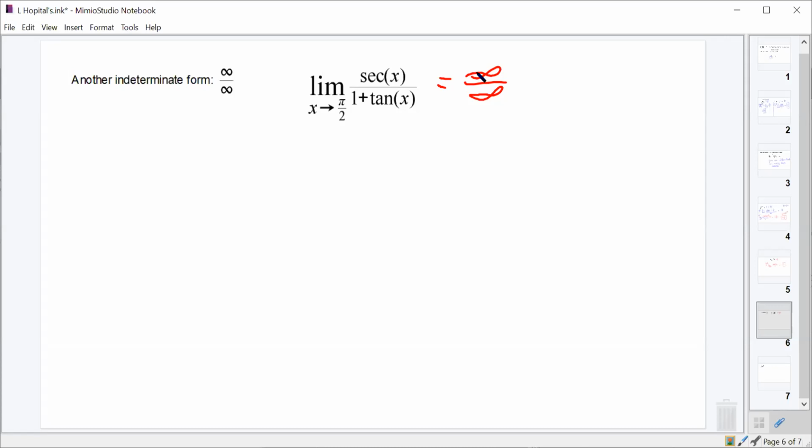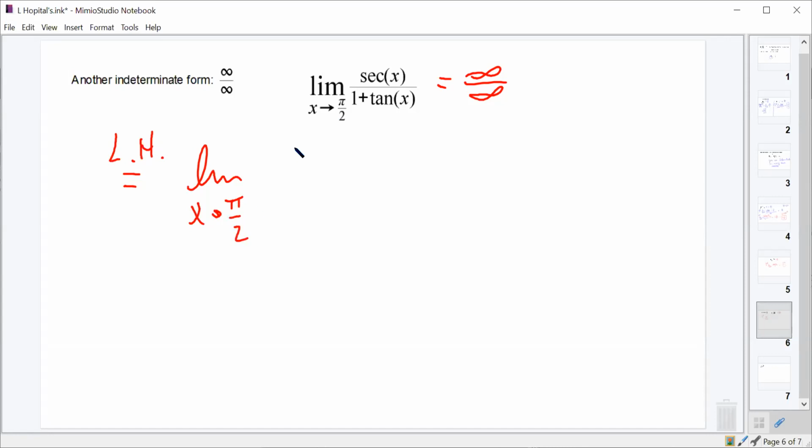Okay? So if we're approaching the vertical asymptote of a trig function or of any other function, we can say that that's infinity, right? Because we're not actually getting to pi over 2, so it's not actually undefined, it's just getting exceptionally large. So using L'Hopital's rule, the derivative of secant x.